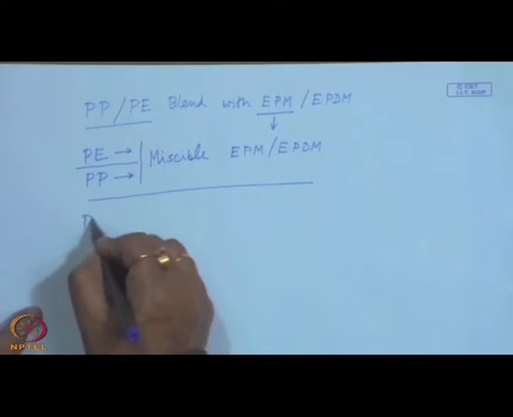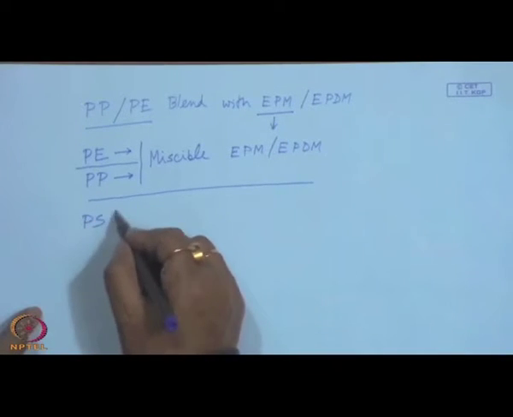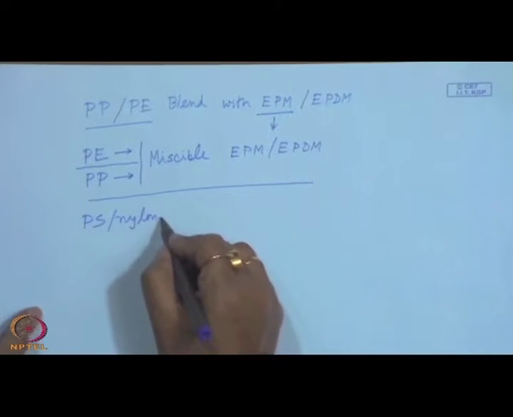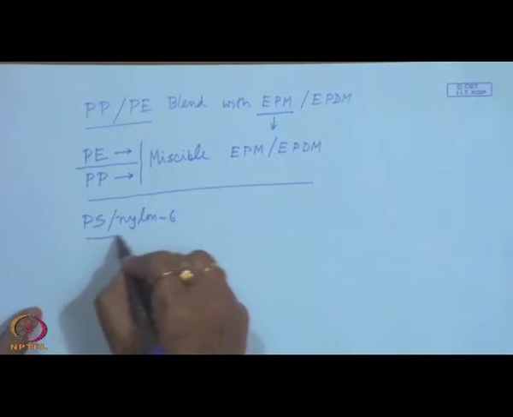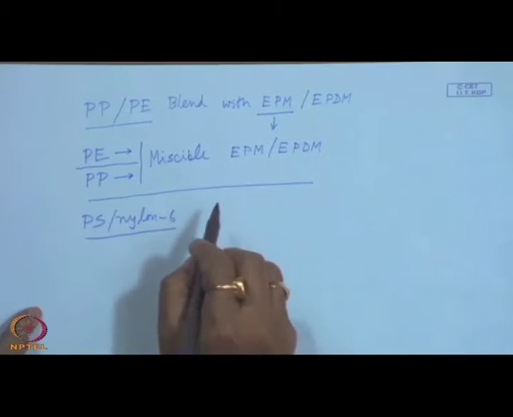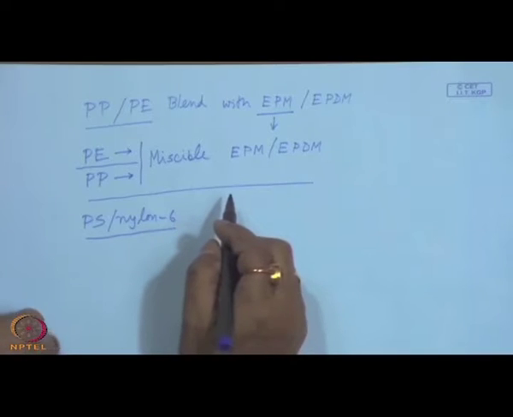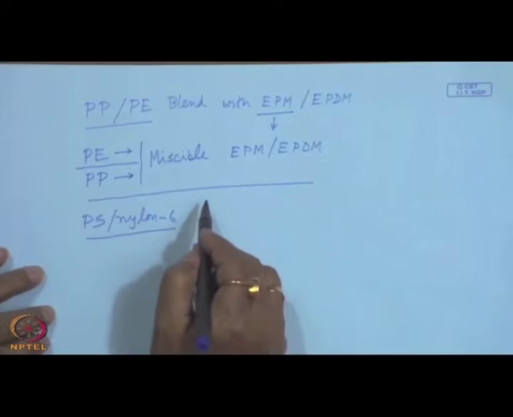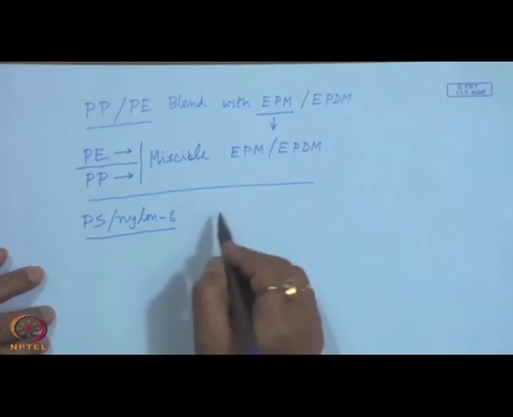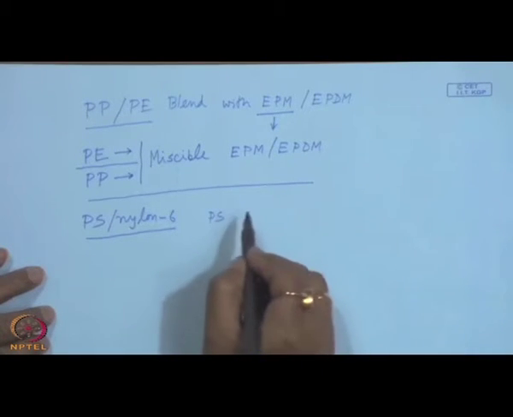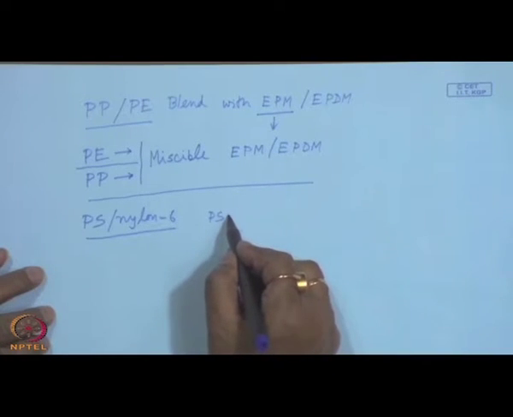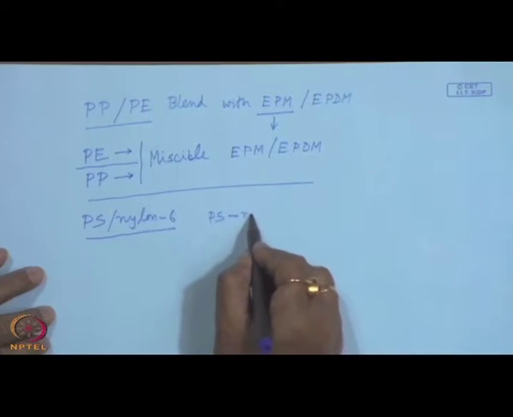Other example is polystyrene nylon 6 blend. Again, these are of two extreme nature. Their compatibility can be improved by adding a block copolymer of polystyrene and nylon 6.